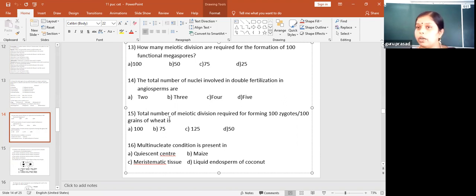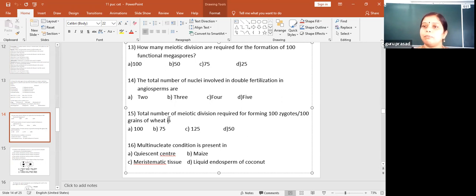What do zygotes include? Fusion of male and female gametes. When does a zygote form? Fusion of male and female gametes results in the formation of a zygote. Isn't it? So we have to calculate both the formation of female gametes as well as the formation of male gametes. Okay? For a zygote to form, we need both. We have to count the meiotic divisions for male gamete formation, and we have to count the meiotic divisions required for female gamete formation. Understood? Now remember, a zygote is not formed by meiotic division, isn't it?